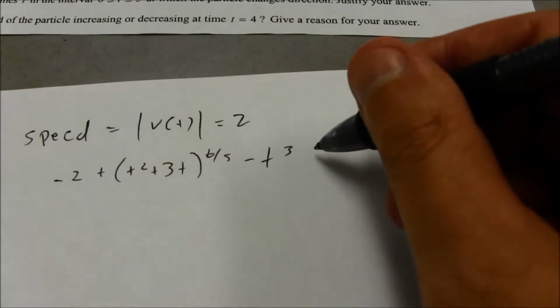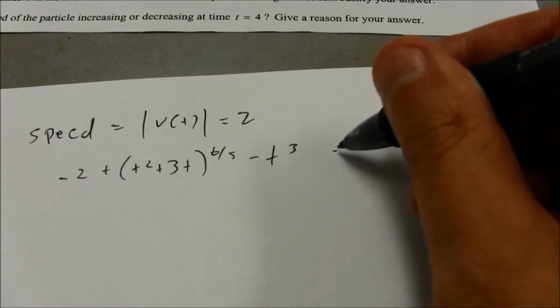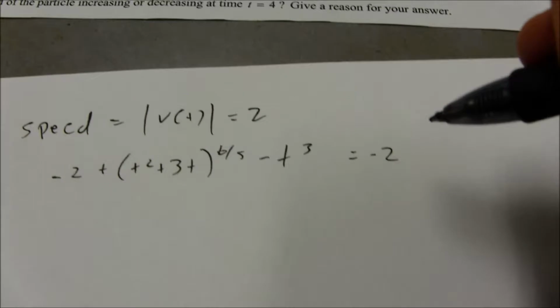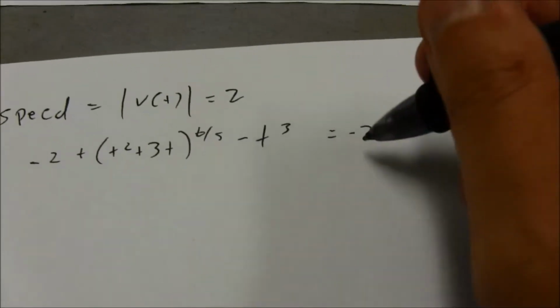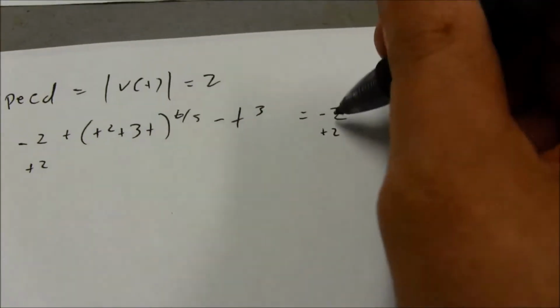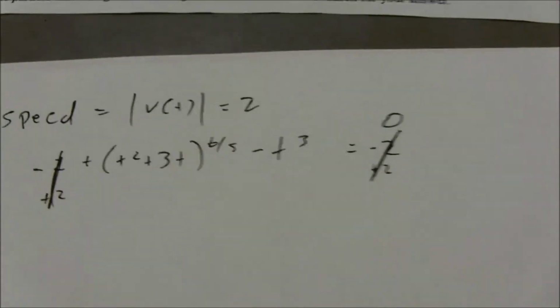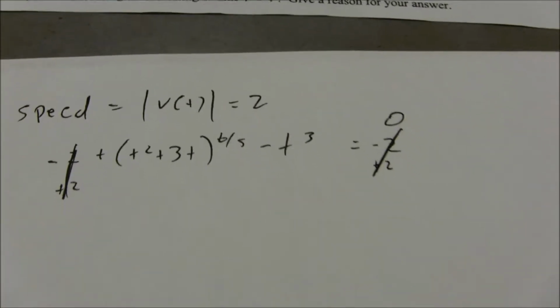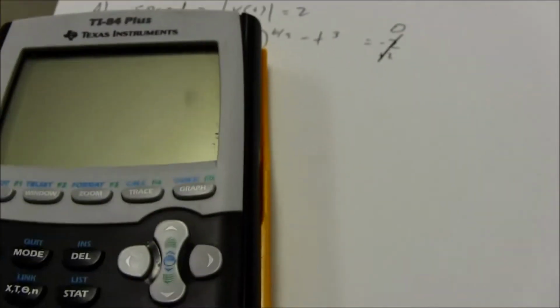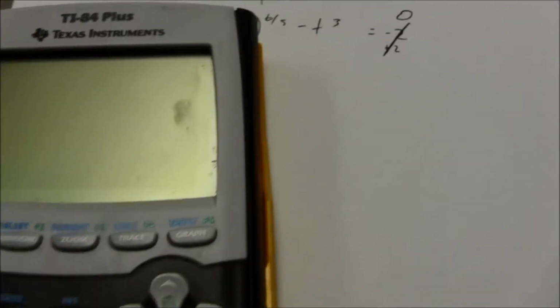So I can set it equal to 2, but I'm going to use the 0 function on my calculator to solve this, and so I need this equal to 0. So I'm going to add 2 to both sides to get this equal to 0, and we'll end up with 0 over on this side of the equation. Actually, the 2 and the negative 2 cancel, so I'm just setting that part in parentheses minus the t cubed equal to 0. At this point, I can go to the graphing calculator and enter this in.